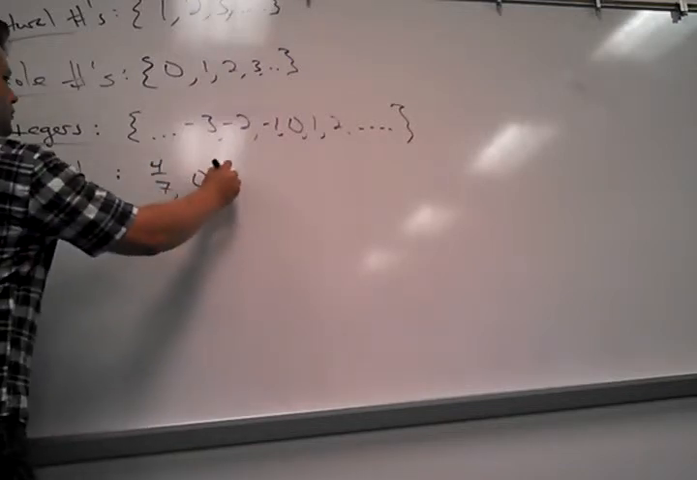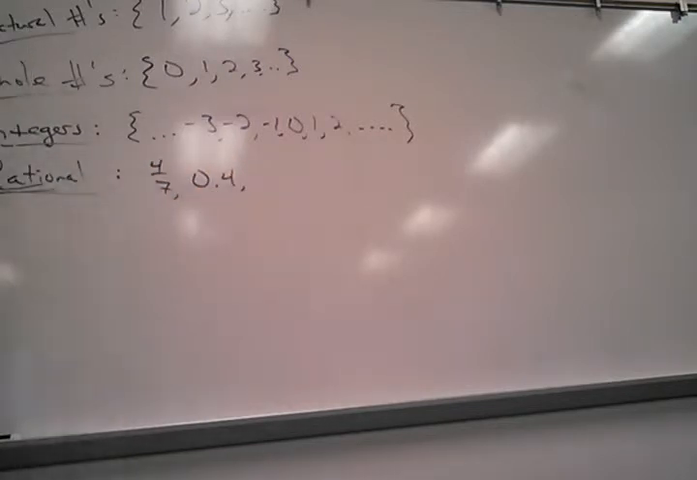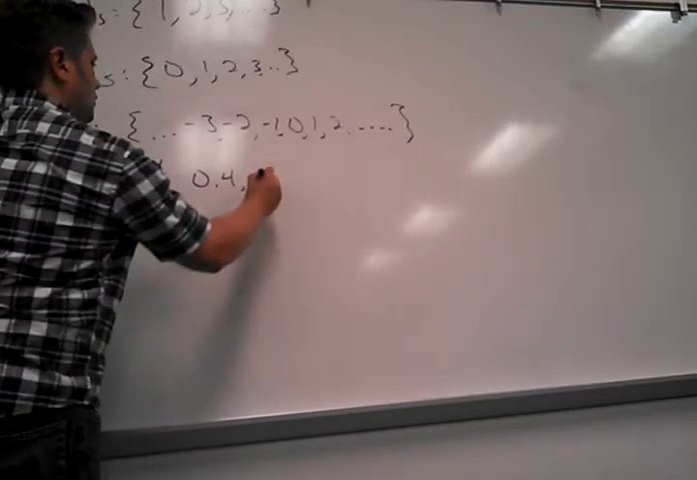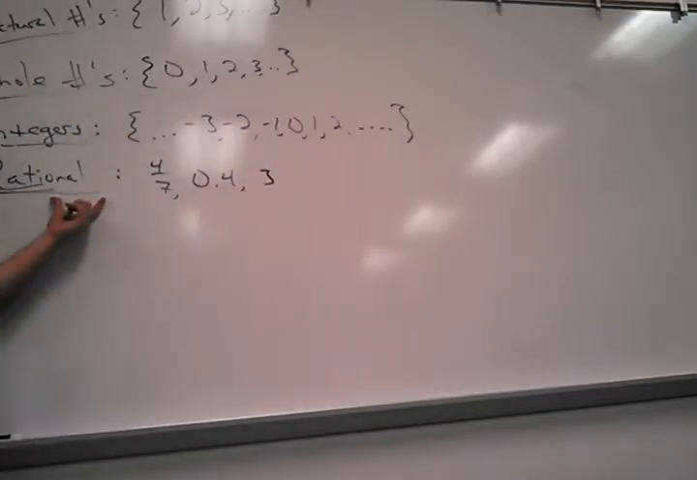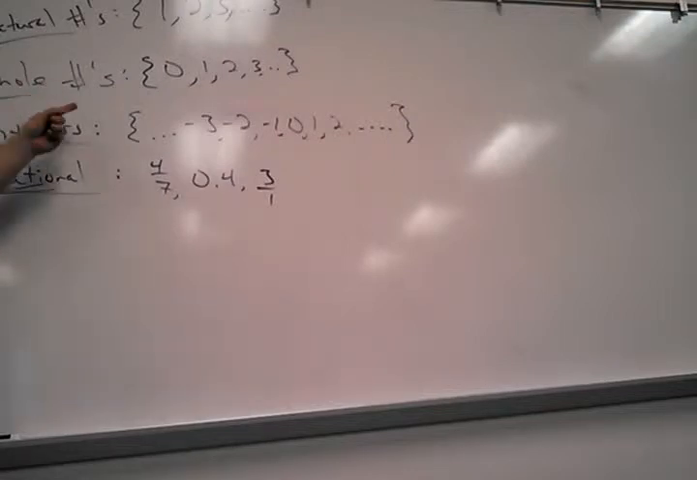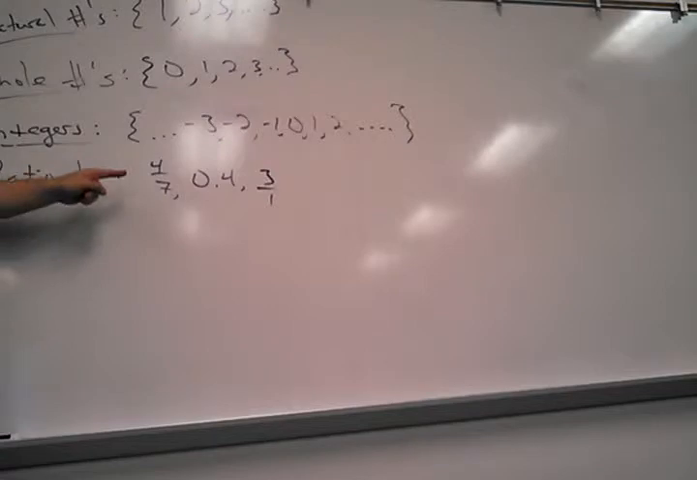How about decimals? What is 0.4? 4/10. So any decimal that ends is automatically a fraction, which automatically means it's a rational number. What about any of these numbers? 3 is rational because 3 is 3 over 1. Any number that can be written as the ratio of two integers, where the bottom is not 0, right? That would be rational.